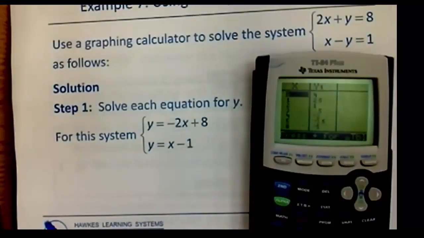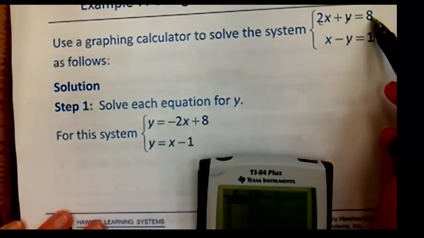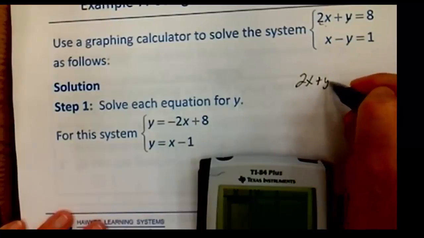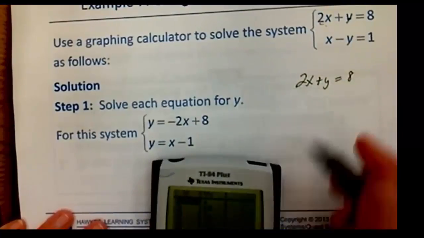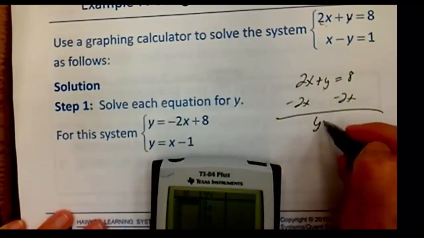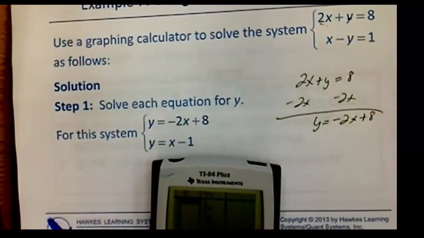Okay, so let's work the one out that's up here. First off, if you have it not set equal to y, we need to get it set equal to y. So if I have 2x plus y equals 8, I need to get y all alone, so that means I need to subtract 2x from both sides, and I find y is equal to negative 2x plus 8. And so that's what we do to solve that.